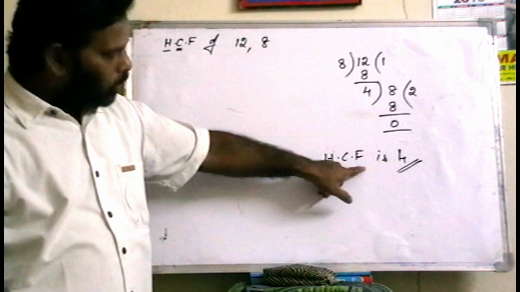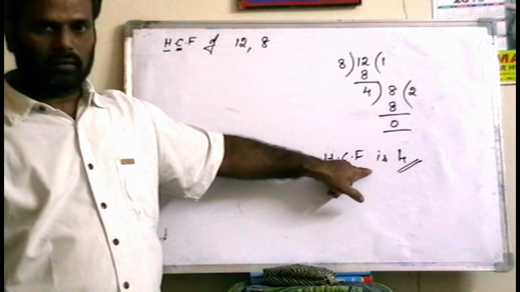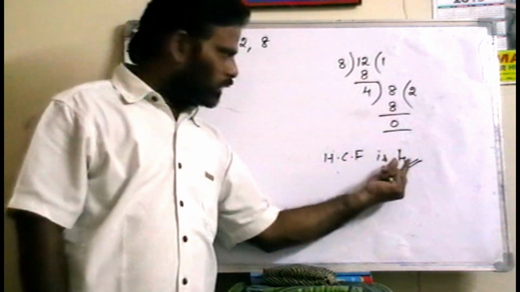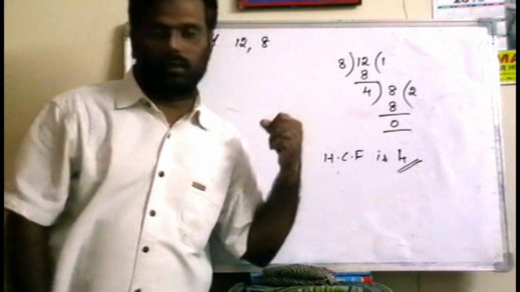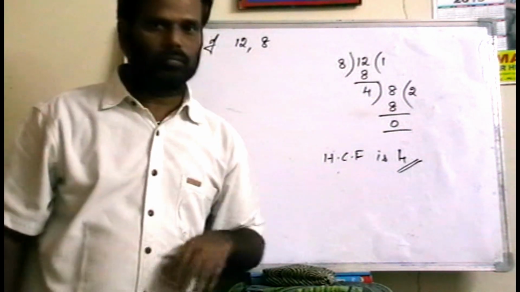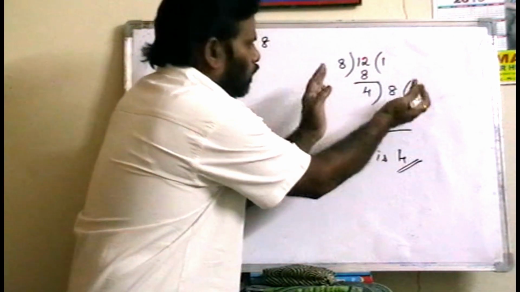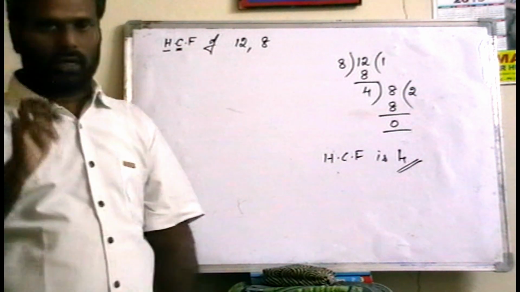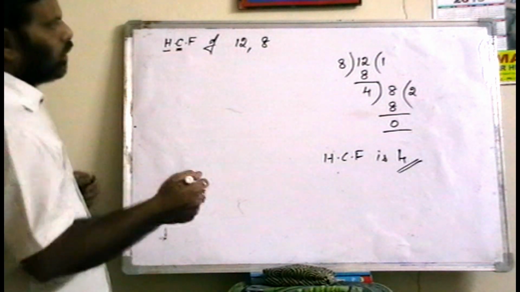Find the HCF, highest common factor. To find the HCF in the division method, here also we'll get HCF is 4. This is one of the methods. It is the division method. The same division method, now we can change it to the division algorithm method, that is Euclid's algorithm. Right?